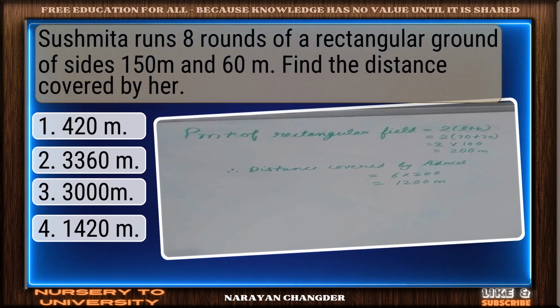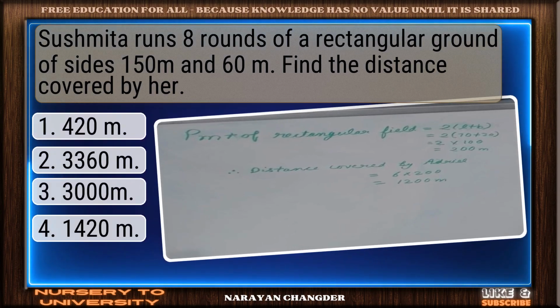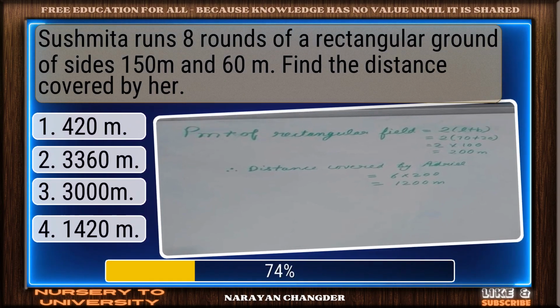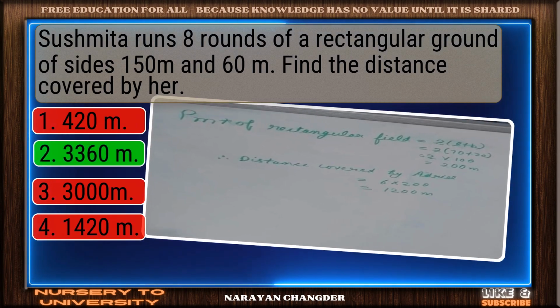Sushmita runs 8 rounds of a rectangular ground of sides 150 m and 60 m. Find the distance covered by her. Your answer 3360 m works well here.